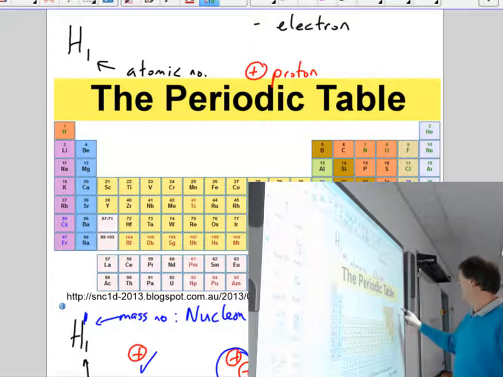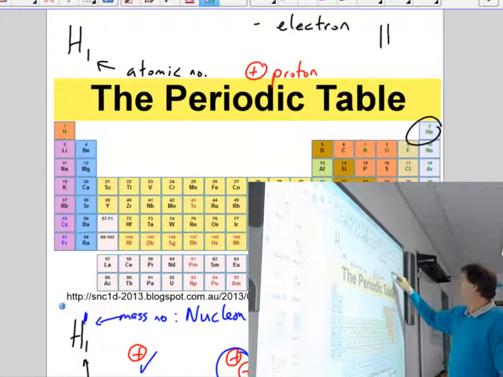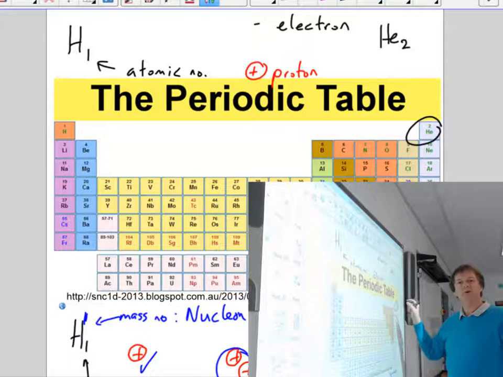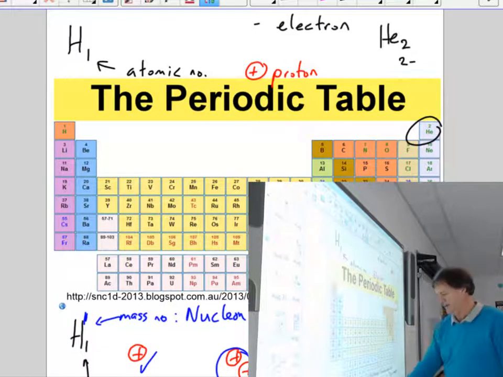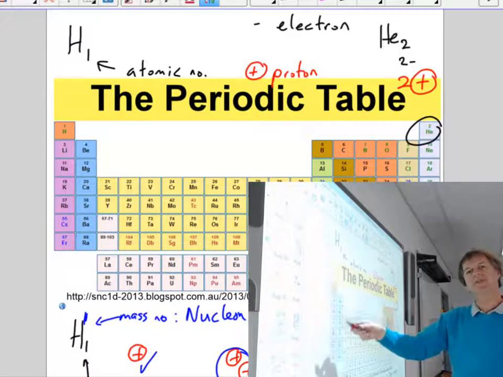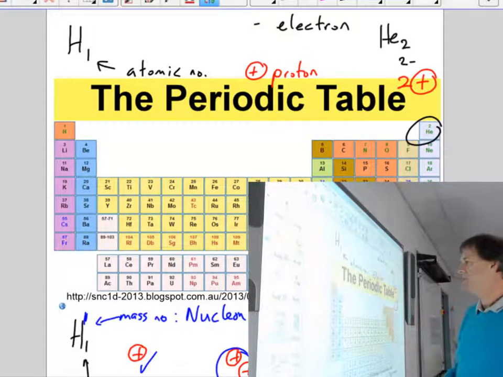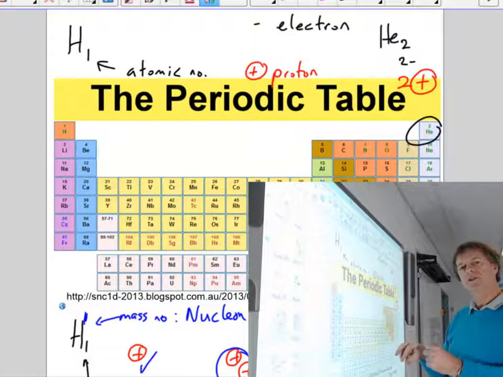Whereas helium, here, He2, has an atomic number of 2, it's the second element. It would have 2 electrons and 2 protons. And so on down the table as you go through. So that was a key thing. We actually now knew so many protons in the nucleus in the centre, so many electrons on the outside.